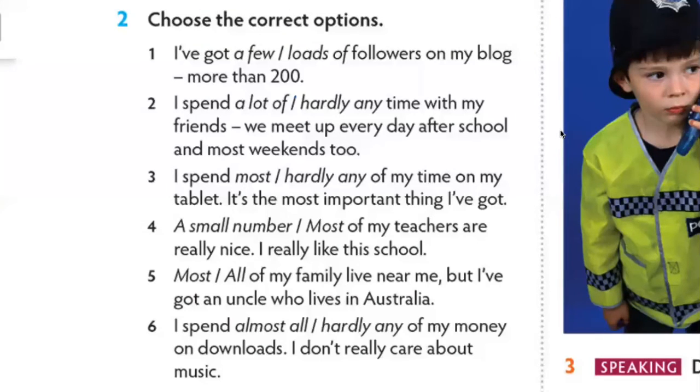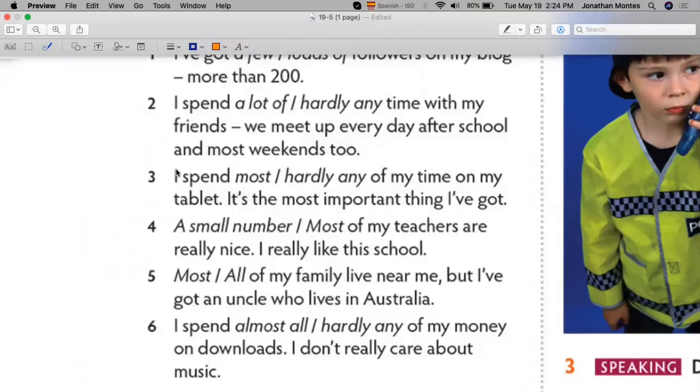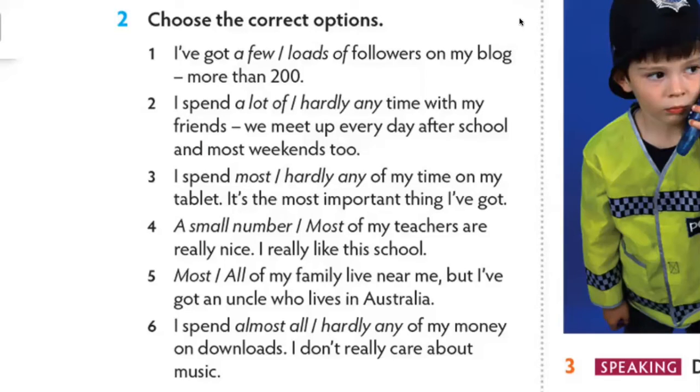Hi, good afternoon. Hello, Angie. Let's go with you. In number 2, choose the correct option. Which is your option for number 1? Read the sentence, please. I've got lots of followers on my blog, more than 200. Wow, that's a big number. Thank you, Angie. That's a good answer. Let's do number 2. I spend a lot of time with my friends. And how do you know it's a lot of?